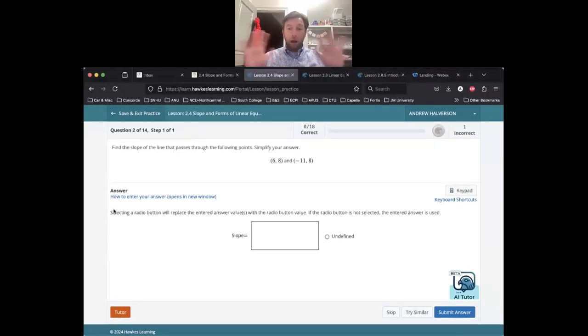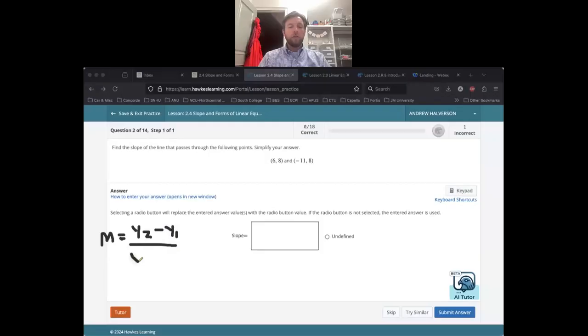We don't have our line. You could graph this if you wanted. You could see the orientation and figure it out from there. That's fine, but let's practice using the formula. Remember what the formula is. m equals y2 minus y1, all of that over x2 minus x1.